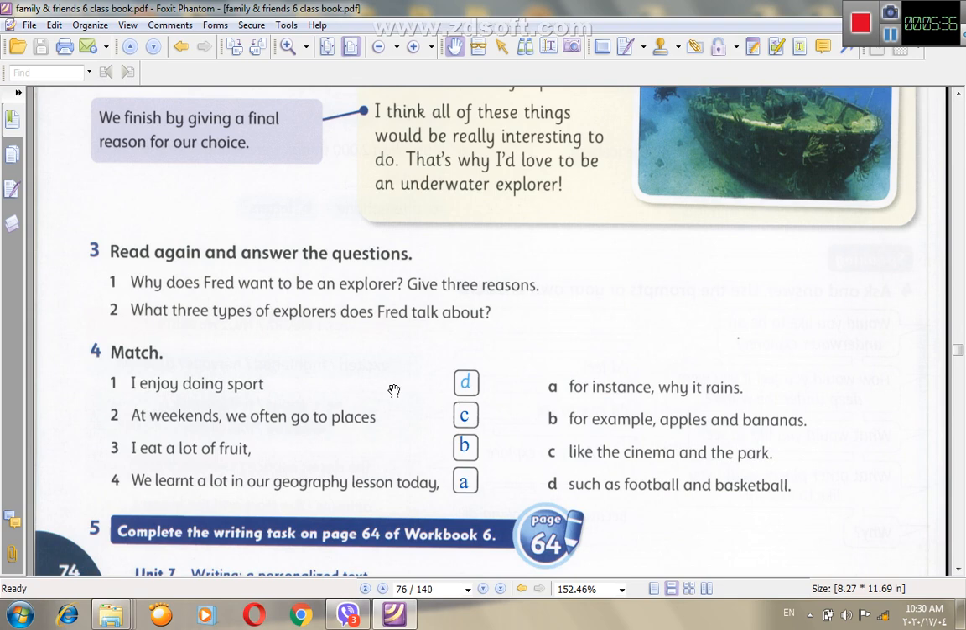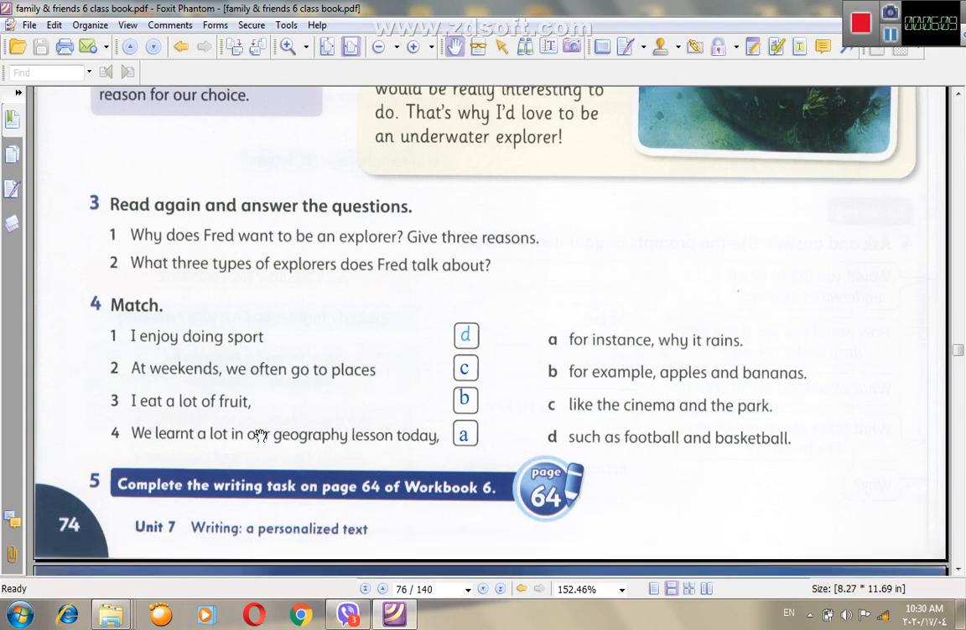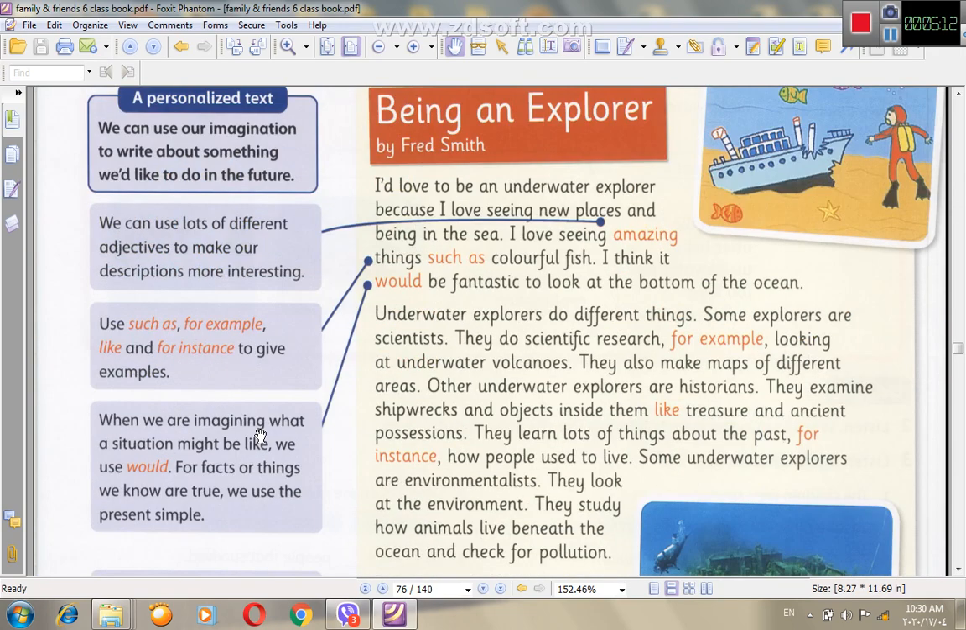And about exercise 4, match. I enjoy doing sport. That's done. I enjoy doing sport such as football and basketball. Then at weekends we often go to places, that's C, like the cinema and the park. I eat a lot of fruit. That's matched with B, for example, apples and bananas. And the last one, we learn a lot in our geography lesson today. For instance, why it rains. That's exercise 4.